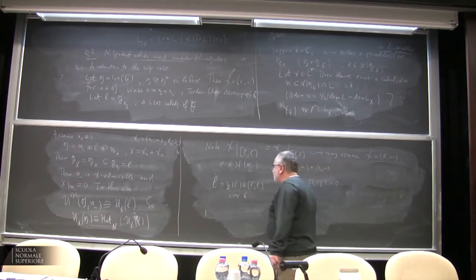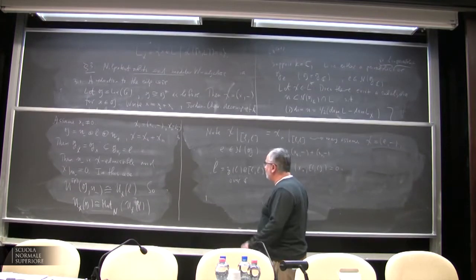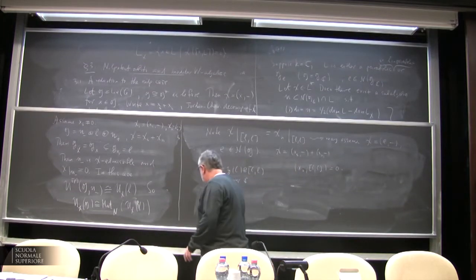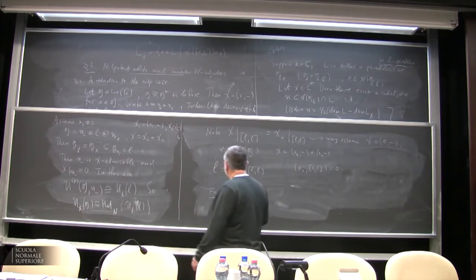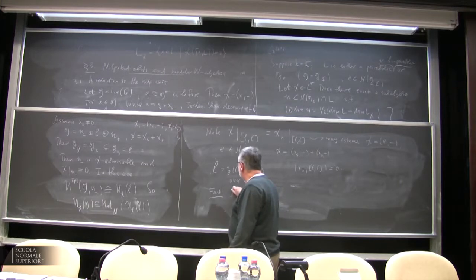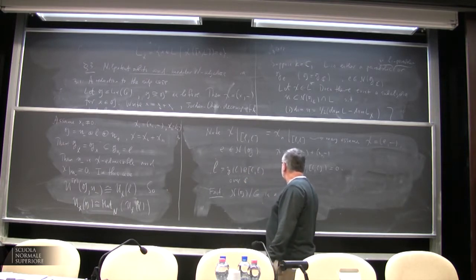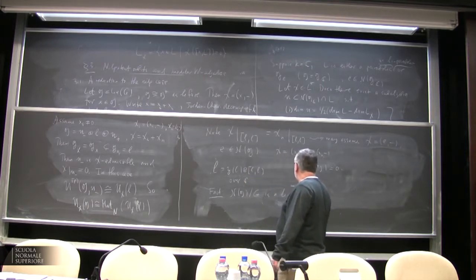Right, now, what do we know about nilpotent orbits? The first thing we need to know, there are two facts. The first fact is that N of G, the set of orbits, is a finite set.